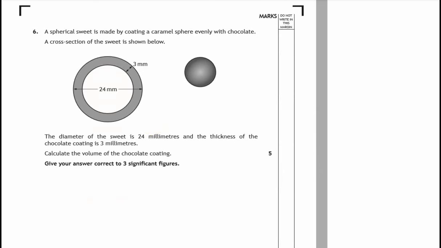Question 5, loads of time, right? A spherical sweet is made by coating a caramel sphere evenly with chocolate, and the cross section is shown. Okay, so it's made by coating a caramel sphere with chocolate. So this looks like chocolate. And this bit is caramel.